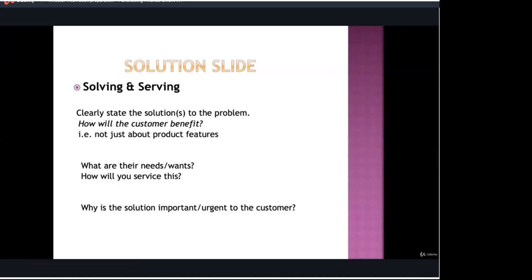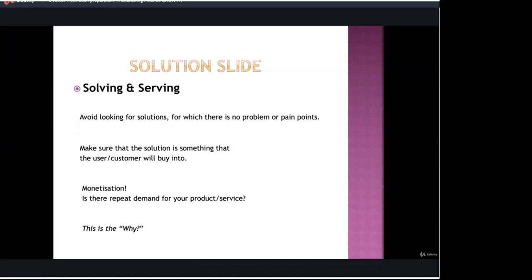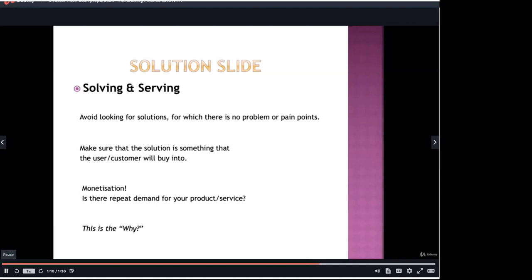You will need to explain how the customer will benefit once they buy into your solutions. Also explain why the solution is urgent and important for the customer. Make sure that you are not just describing product features or enhancements. You must identify the problem first and then work backwards towards a solution. Avoid looking for solutions for which there is no problem or pain point. This is a common mistake.